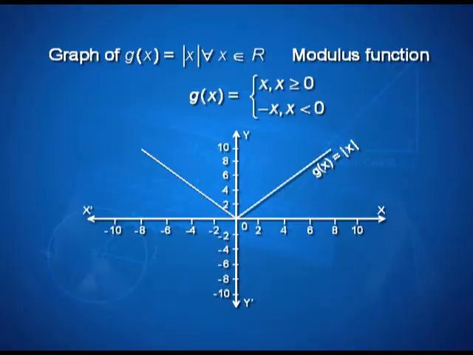Now let us look at another graph, of the function g of x is equal to modulus of x for every x belonging to R. Look here, the graph is explained as g of x is equal to x when x is greater than or equal to 0, and it is equal to minus x when x is less than 0. You can see how the graph of g of x is equal to mod x looks.